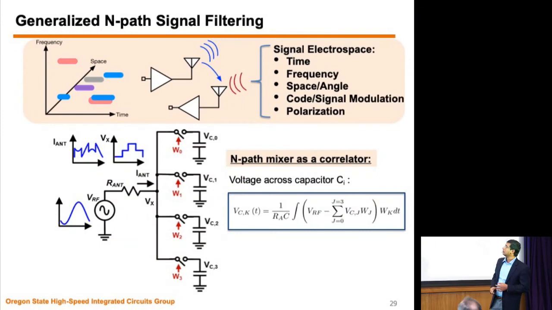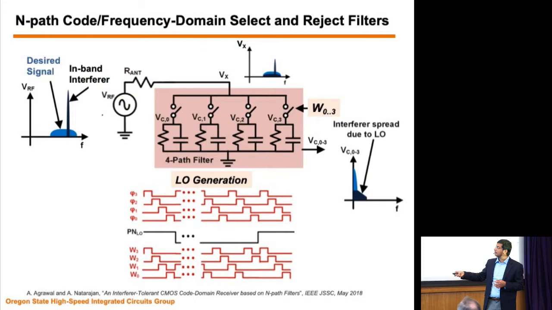And now that you can do that, you can apply any orthogonal sequence to these switches and achieve sequence-based n-path filtering. So just to give you an example of that, imagine that you have a signal which is code modulated, so it is spread spectrum, and you have a narrow band interferer. Now, when I drive these switches, I take my non-overlapping pulses and I multiply them with the same code that has been used to spread the original input signal.